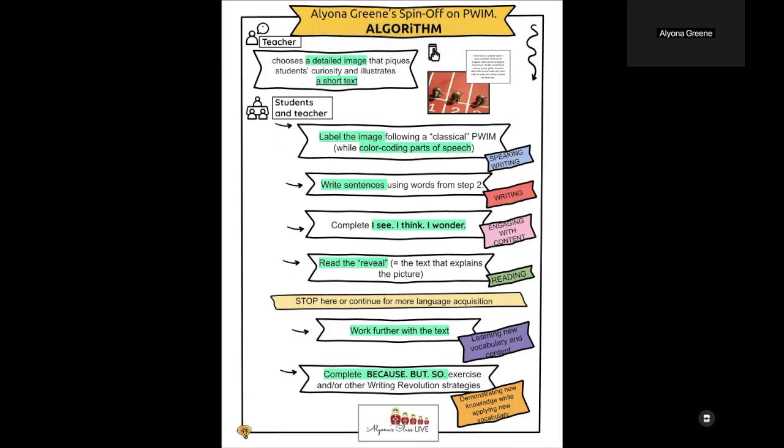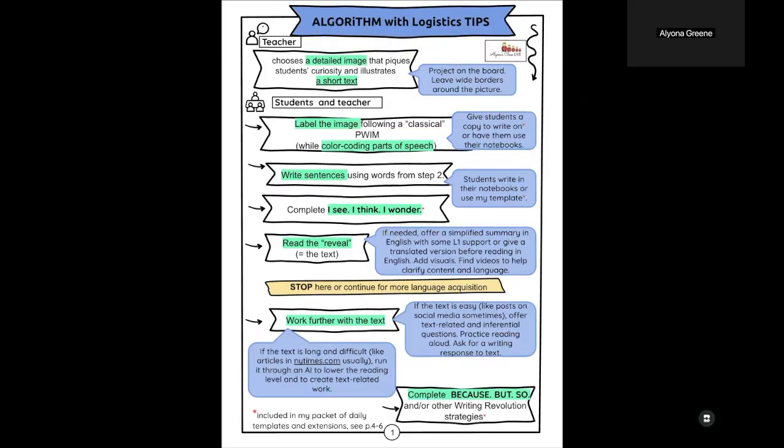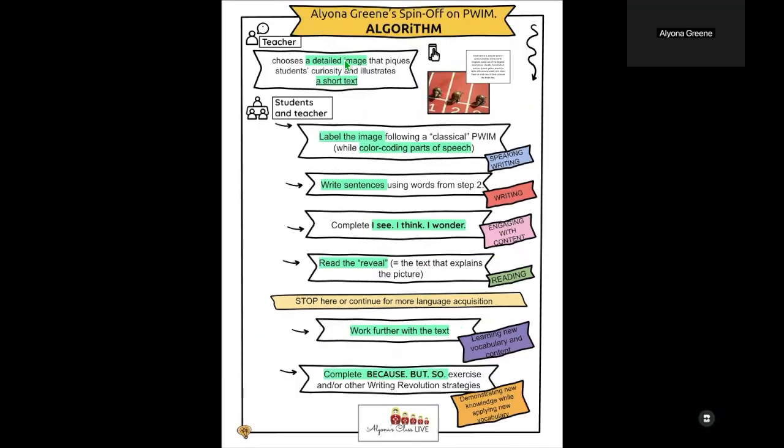I've made a lot of updates since I originally created it, shaved off the extra fluff, so you have this final product that is easy to implement with little to no prep. You will also have the same algorithm with these blue word bubbles that contain my logistics tips. All you need to do really is to find a detailed image that is accompanied by a short text.